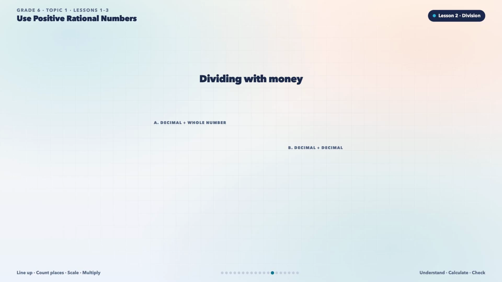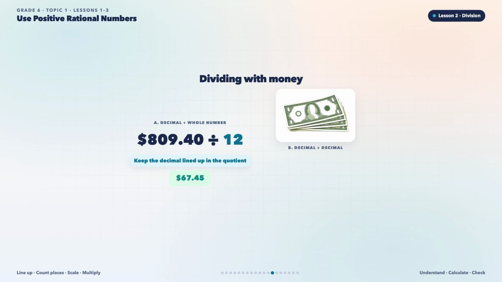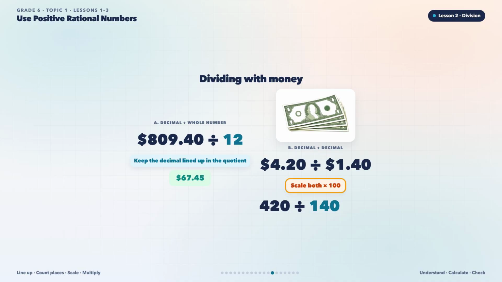Now divide a decimal by a whole number, $809.40 divided by 12. Keep the decimal point lined up in the quotient. 12 goes in, and we get 67 and 45 hundredths. What if the divisor is a decimal too? $4.20 divided by $1.40. Scale both numbers to make them whole. Multiply both by 100. 420 divided by 140, which is 3. 3 groups of $1.40 make $4.20.